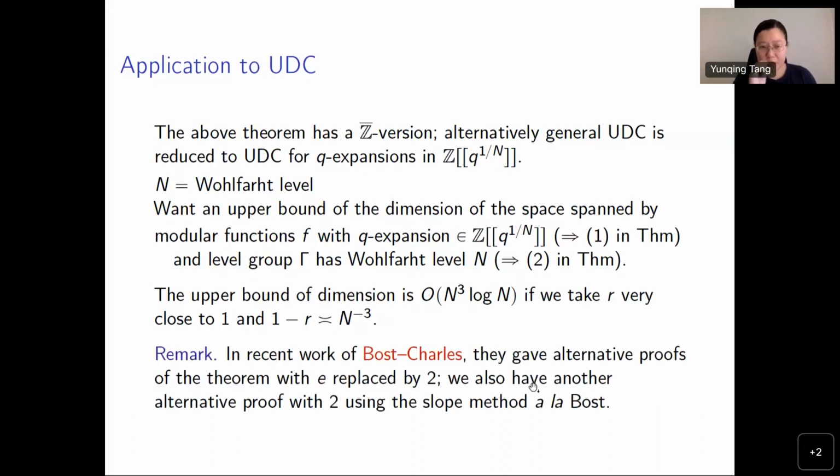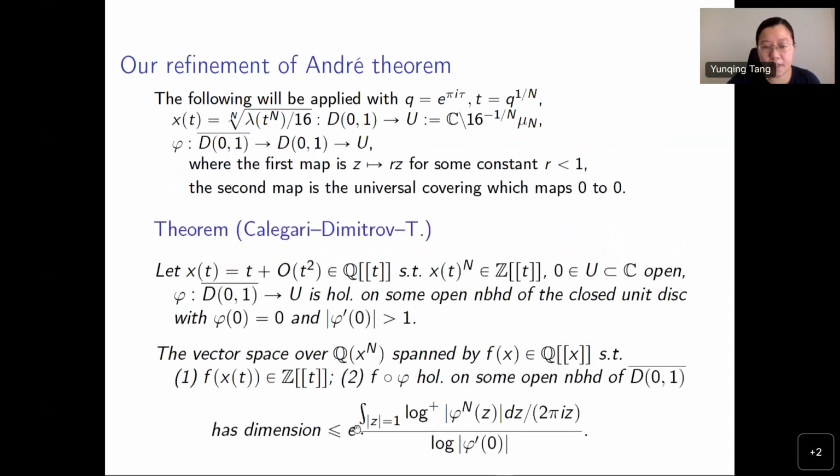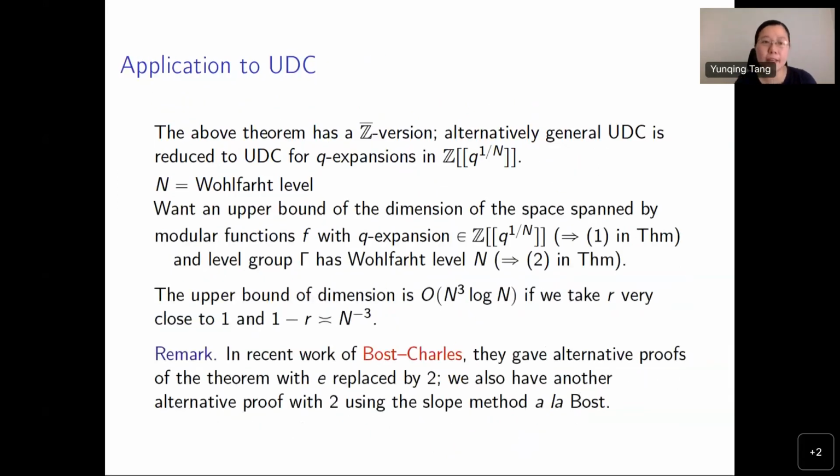Okay, so let me just make an extra remark. In the previous formula, this constant e doesn't matter, because at the end of the day, we just want an up-to-a-constant asymptotic bound. So the e doesn't matter. In the real work of Bost and Schatz, they can improve the bound from e to 2.